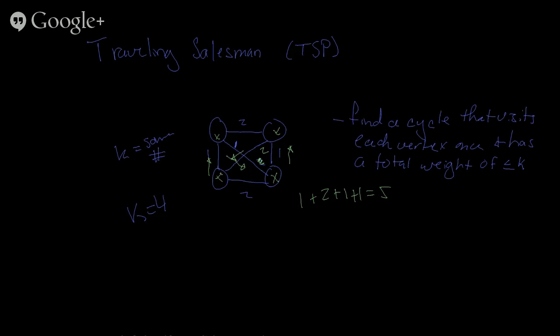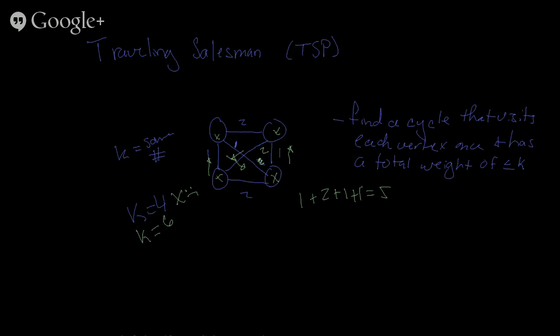However, I don't believe there is a solution. Let me see. There's not a solution that visits every vertex once and gives you a total weight of less than 4. However, if you're given k equals 6, for example, then you can find a cycle for which every vertex is visited once and your total weight is less than 6. So since 5 is less than k here, that's fine.